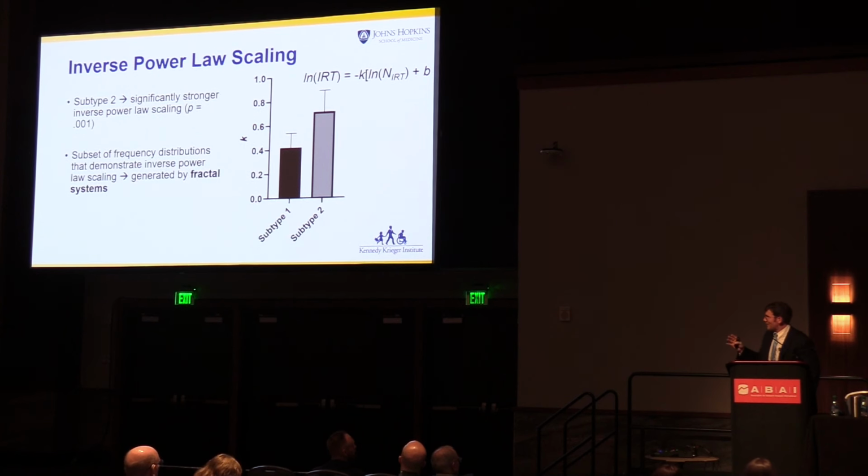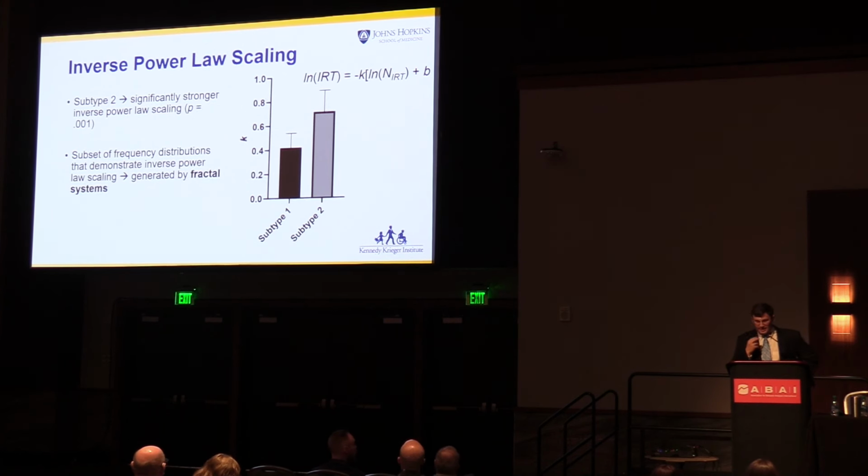It's hard to wrap my head around it. So as the IRT duration increases, the frequency or number of those longer IRTs declines or decreases at a much faster and more nonlinear rate for subtype 2 SIB relative to subtype 1 SIB. So you see inverse power law scaling for both subtypes, but long IRTs drop off much faster for subtype 2 SIB relative to subtype 1 SIB.